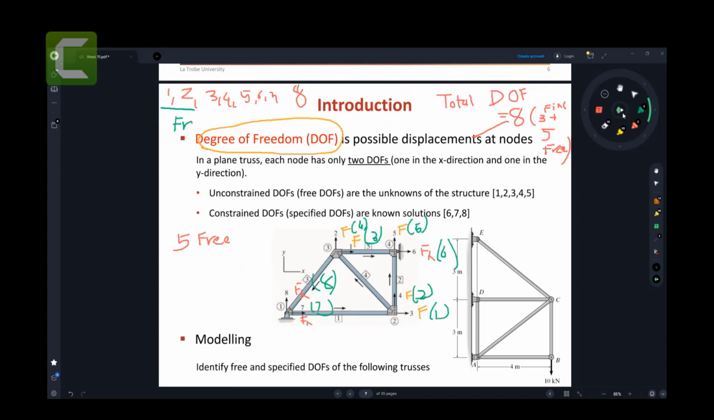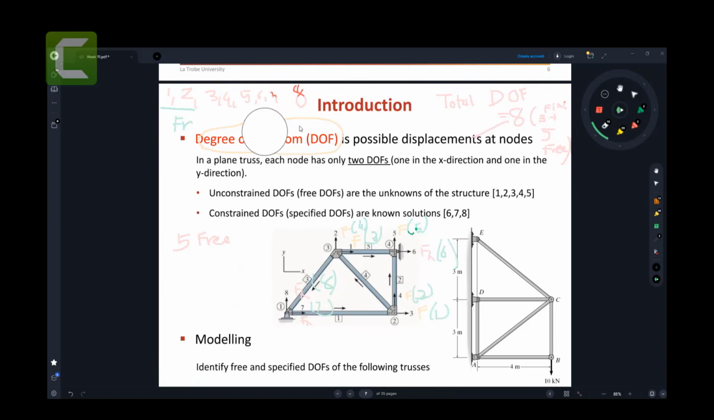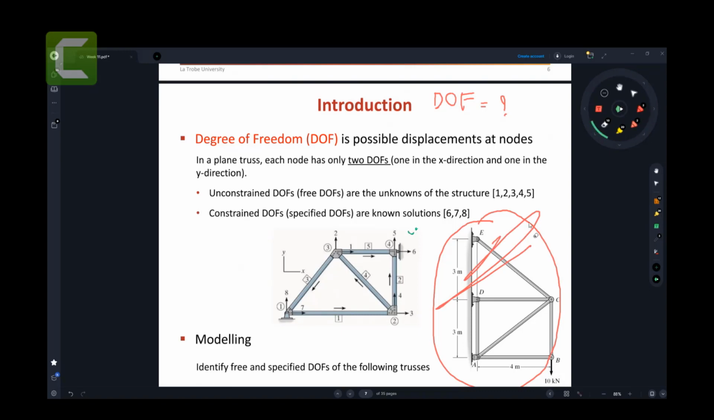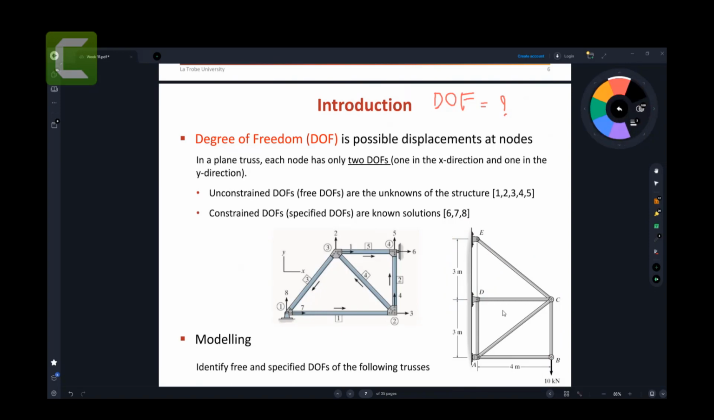Now let's check your knowledge, whether you understand this concept or not. By the way, you can ask me questions if you don't understand. How many total degrees of freedom for this member here? How many total degrees of freedom for these figures? Anyone? If you understand this, how many total degrees of freedom?